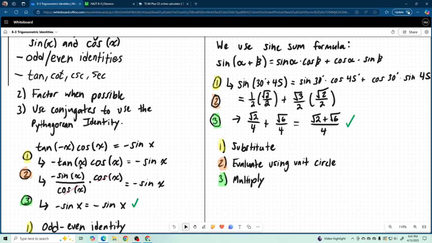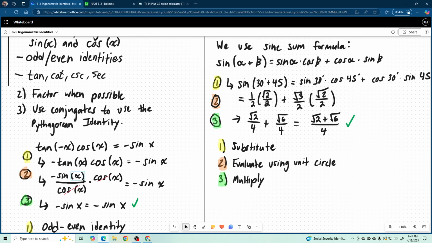Well, I know that tangent of x is the same as sine over cosine, right? So if I have negative sine of x over cosine of x, because that would give us negative, so negative sine of x over cosine of x times cosine of x equals negative sine of x, right? All we did was take this negative tangent and turn it into sine over cosine.